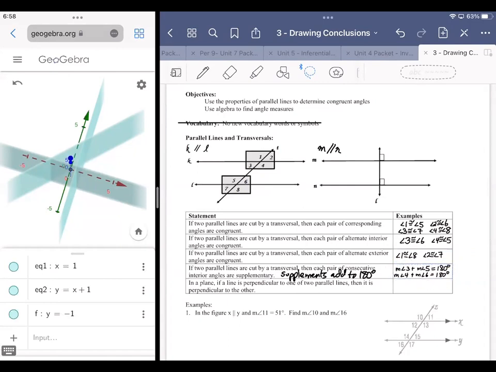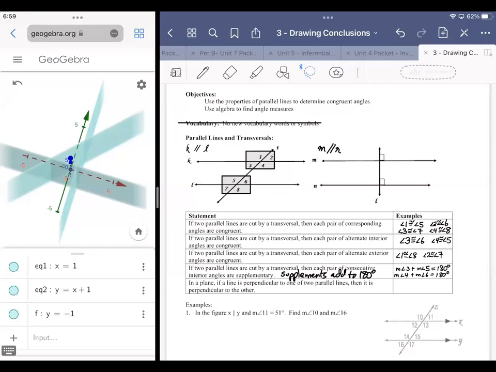So the relationship there is, if two parallel lines are cut by a transversal, so we know the two lines are parallel, any angle that looks the same is the same. Any angles that look different will add to 180 degrees. Right, so that's kind of like the more layperson way of saying it. Right?